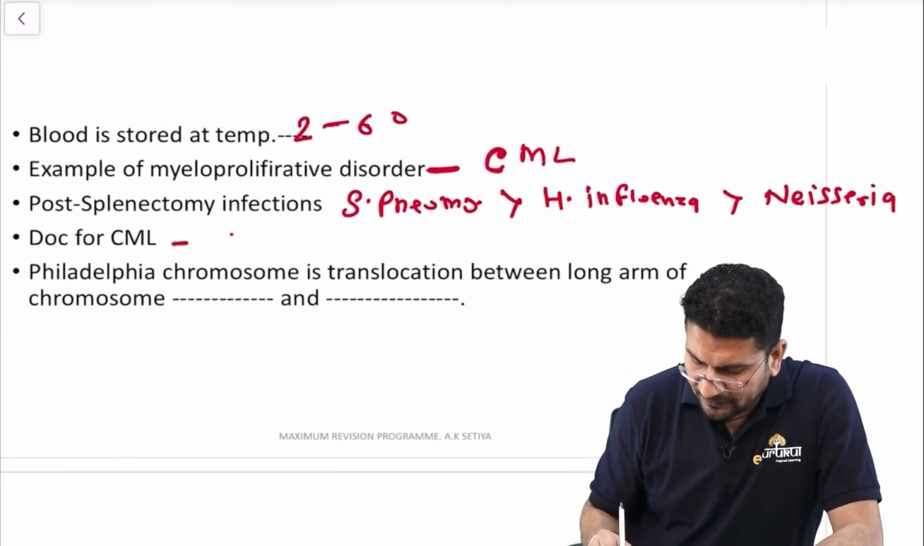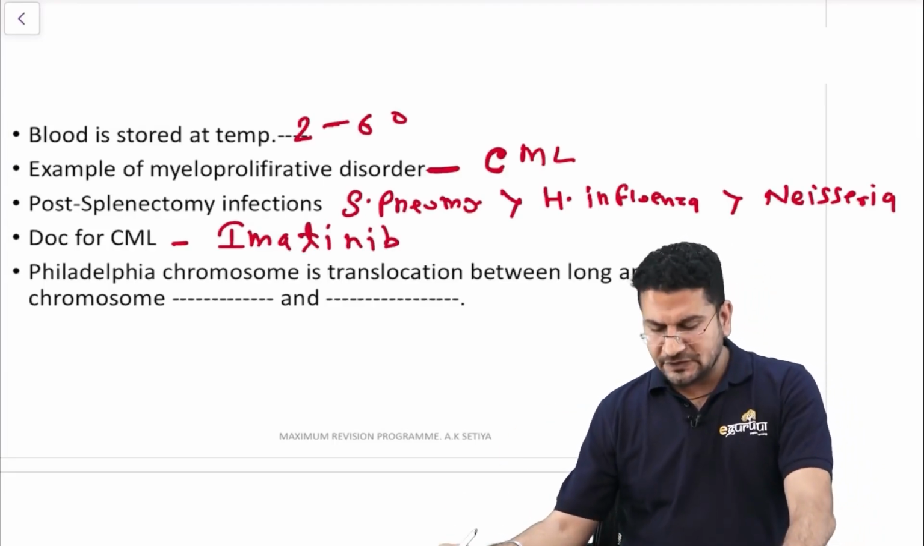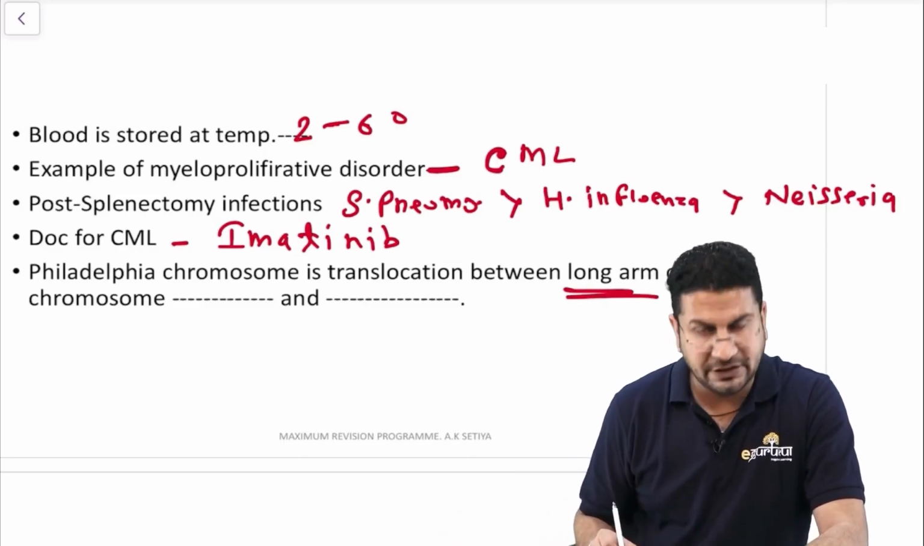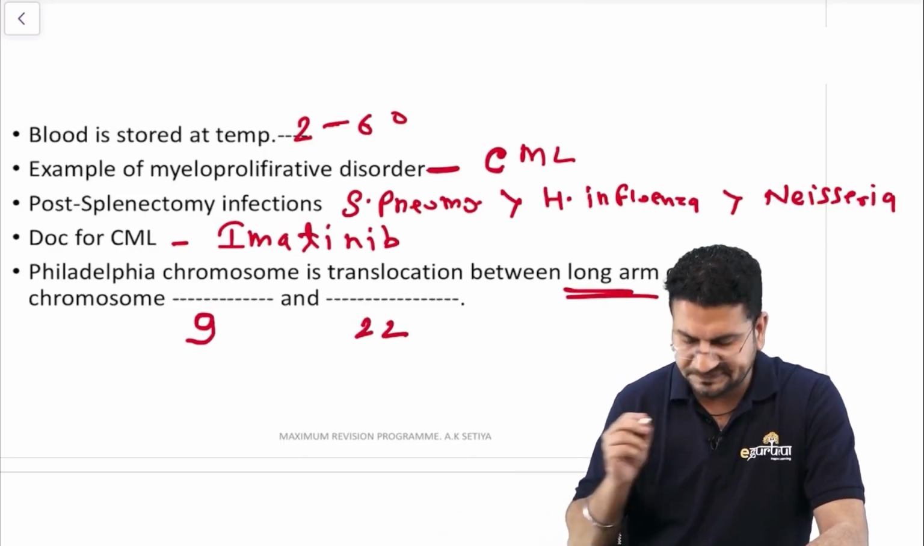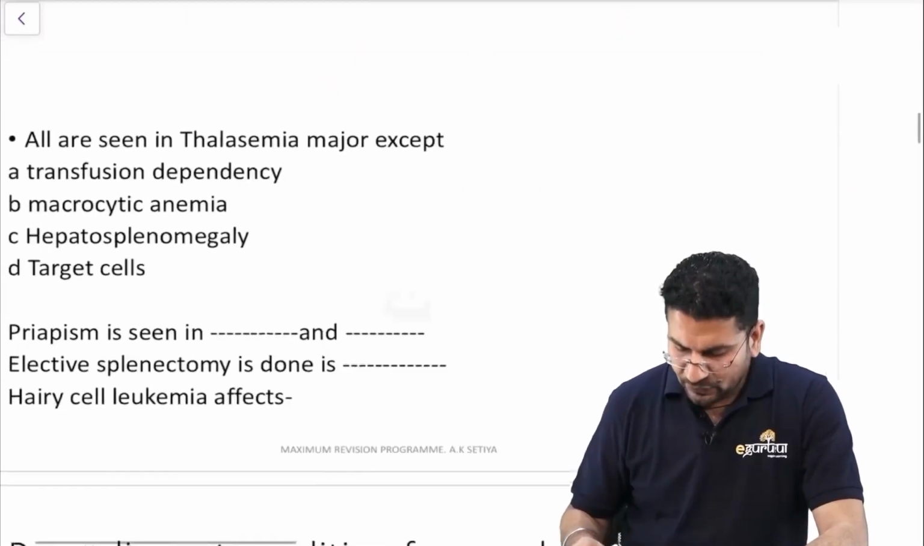Drug of choice for CML will be your imatinib. Imatinib is a tyrosine kinase inhibitor. This is the drug of choice for CML. Philadelphia chromosome is a translocation between the long arm of chromosome 9 and 22. Philadelphia chromosome is t(9;22). Okay, so let's see the question.